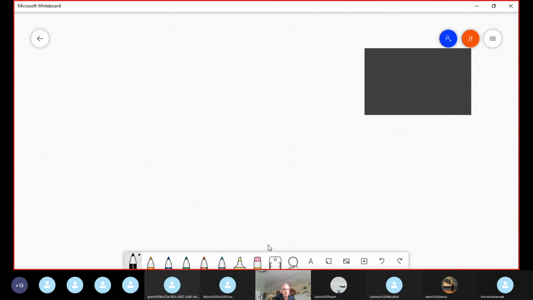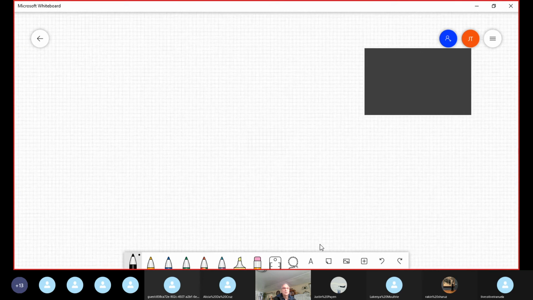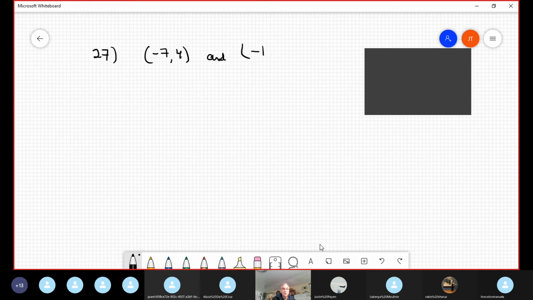So for example, let's do example number 27. Two points are given: negative 7, 4 and negative 1, 2. Can you compute the slope? Slope is m, question mark. And what is the formula? The formula is y2 minus y1 over x2 minus x1.